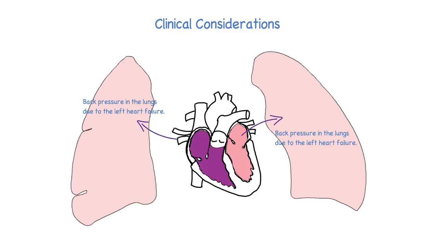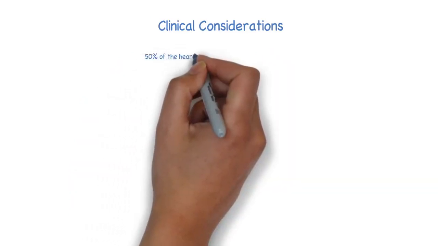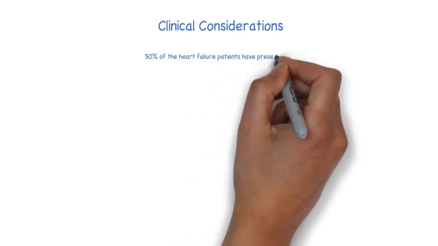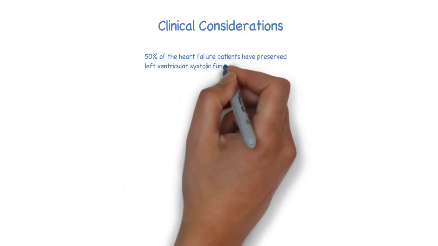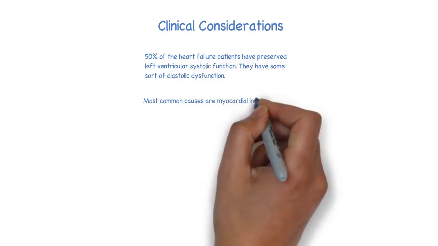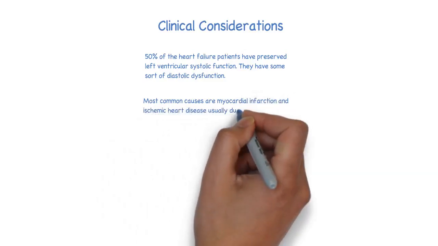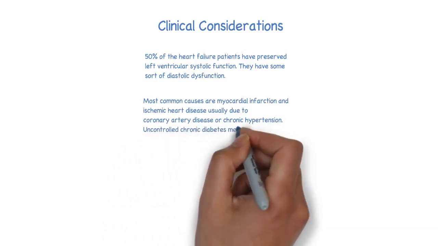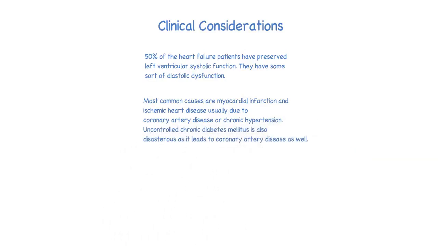50% of the patients with heart failure have preserved left ventricular systolic function, while they have some sort of diastolic dysfunction going on. So about half of the patients have diastolic dysfunction. In developed countries, myocardial infarction and dysfunctioning ventricle due to ischemia are the most common causes of heart failure. This in turn is primarily the ischemia and infarction. These are in turn primarily due to coronary artery disease. And what do you think coronary artery disease is due to? Most of the time, uncontrolled diabetes, high cholesterol, atherosclerosis, and so on.